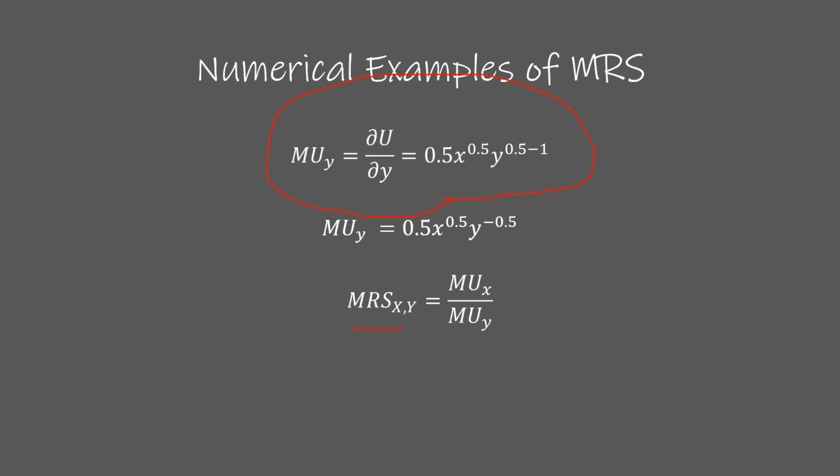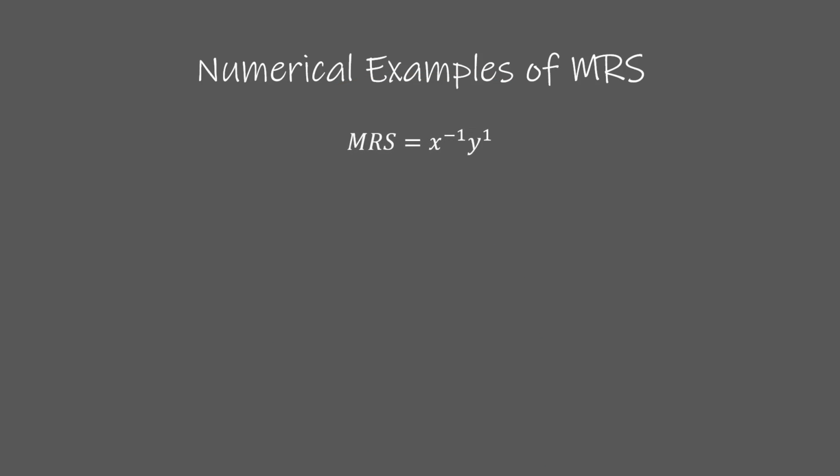So we still have our MRS. We can easily slot in what we have as our MU of x and our MU of y. When we slot them in here, we can easily cancel this 0.5. So we are left with x raised to power 0.5 divided by x raised to power 0.5. We have x raised to power minus 1 and y raised to power 1. You can check that. And so this is our MRS from the numerical example we had.